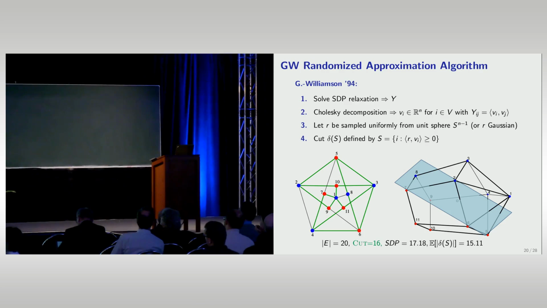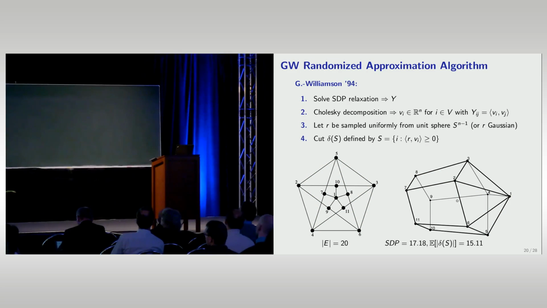So in this case, it gives me a cut of value 16. So that 15 was not tight. And the upper bound that we get from this semi-definite program is 17.18, so there is still a little bit of room, but a cut of 16 is optimum. I could prove it to you, but I'm not going to.